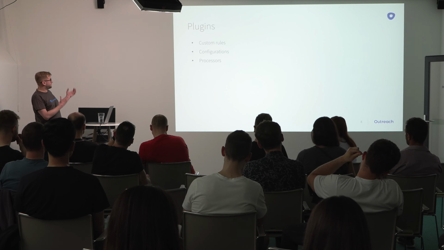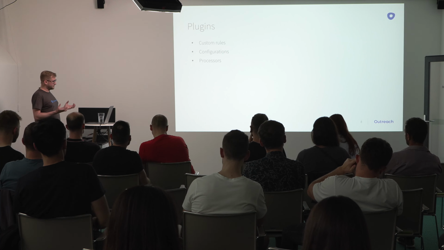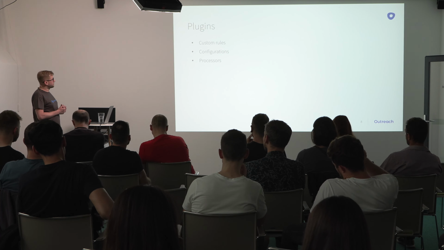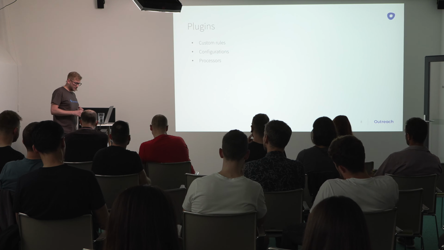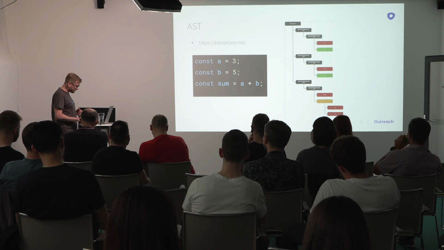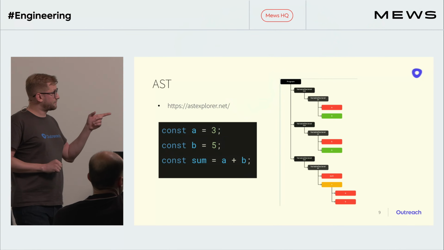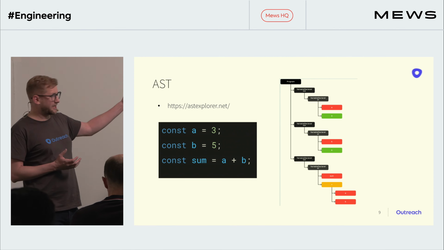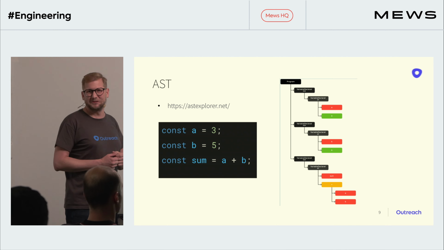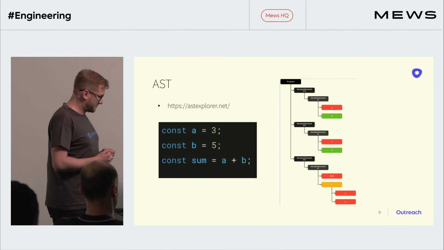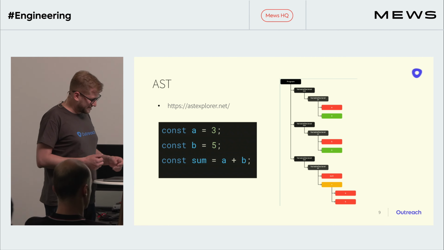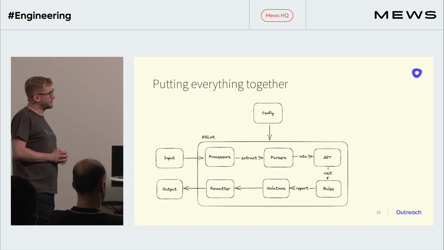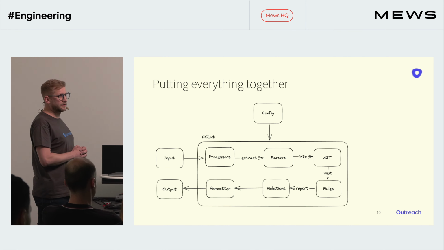And a couple of these things can be compiled into a single package, which is called a plugin, which can contain custom rules, configurations, and processors. So before I wrap up with how ESLint works in general, AST, not gonna go into detail, you've heard it in the previous talks. So when you put everything together, ESLint is in the middle.